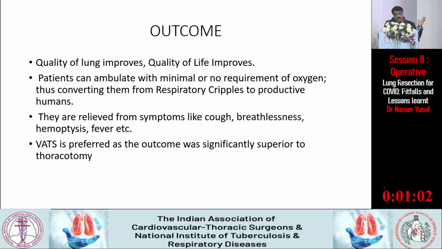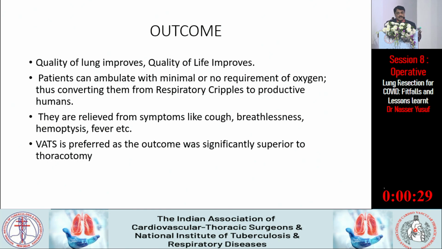Outcome, quality of life: lung improves, quality of life improves, patients can ambulate with minimal or no requirement of oxygen, thus converting them from respiratory cripples to productive human beings. They are relieved from symptoms like cough, breathlessness, hemoptysis, fever, etc. VATS is preferred over thoracotomy, that's what we found, but ERAS says something else. Well, each one is entitled to their opinion and their observations.